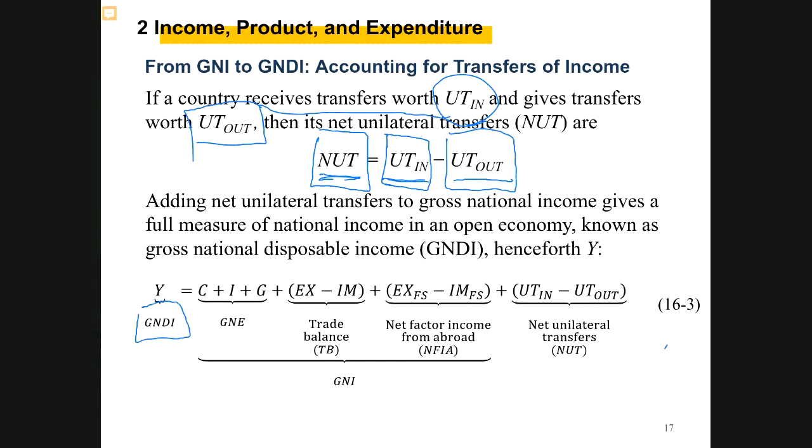Okay, so this is the broader term, right? This is called the gross national disposable income, GNDI. Gross means total, right? So this is equal to the first term GDP plus NFIA, factor income, plus NUT, right? That's it. And if we combine GDP and NFI, we already know this one is GNI.